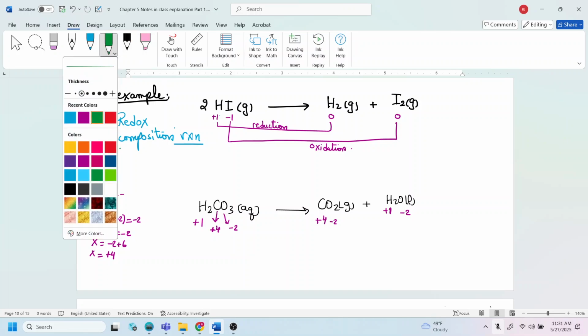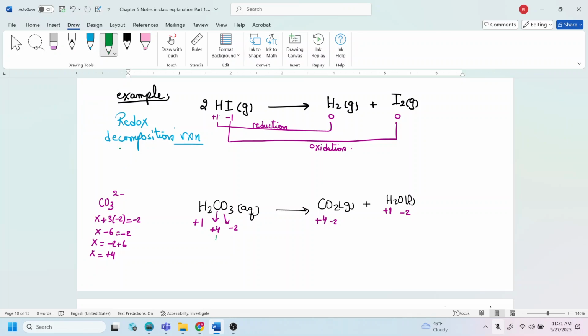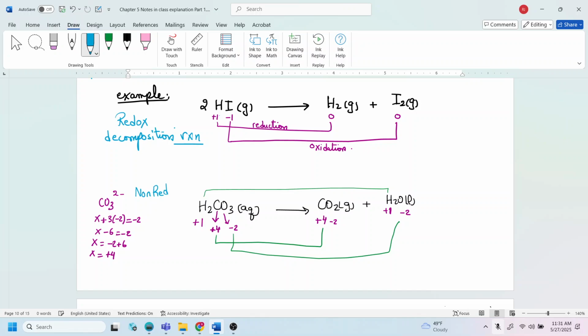I'm not changing the oxidation state because the oxidation state for the carbon was +4. It remained a +4. And the oxidation state for the oxygen was -2. It remained -2. And the oxidation state for the hydrogen was +1. It remained a +1. So nothing is changing in here. So I would say this reaction is an example of a non-redox, but it is a decomposition reaction. So see the difference in there between a non-redox and the redox reaction?